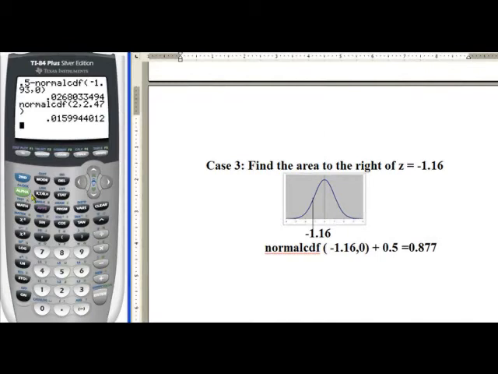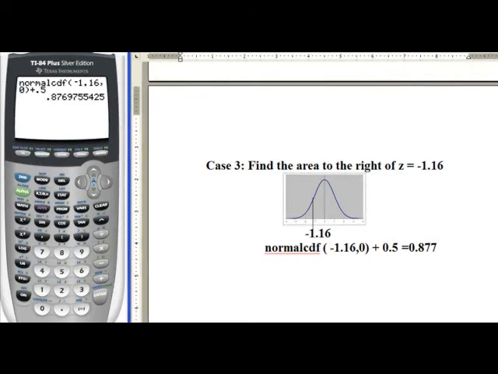So let's do that. I'm going to pick second distribution, normal CDF, and we are going to integrate negative 1.16 to 0, and then add to that 0.5, and that will give you this 0.877 number.